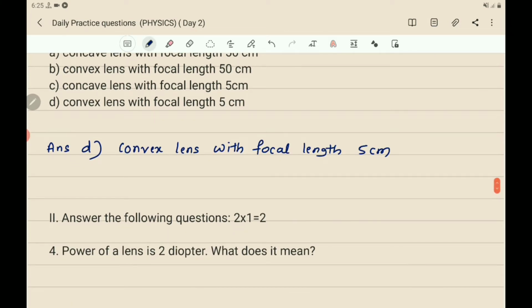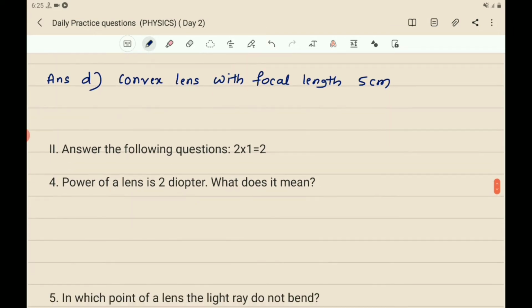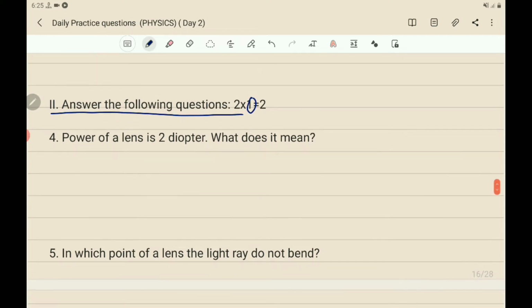Next, let us come to the short answer type questions. That is the second main. Answer the following questions. 2 questions are there, each carry 1 mark. So, fourth question. Power of a lens is 2 diopter. What does it mean? Here, P is 2D. It is given that P is equals to 2D, and it is a positive. So, the positive sign of the power indicates that it is a convex lens.